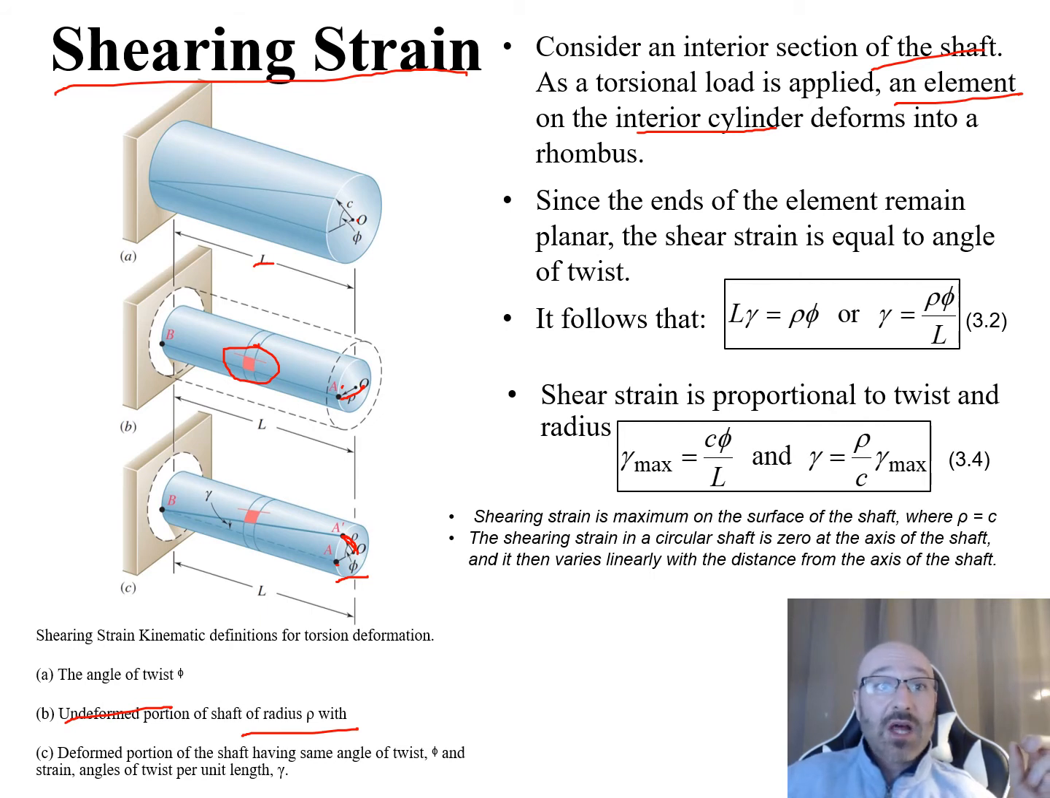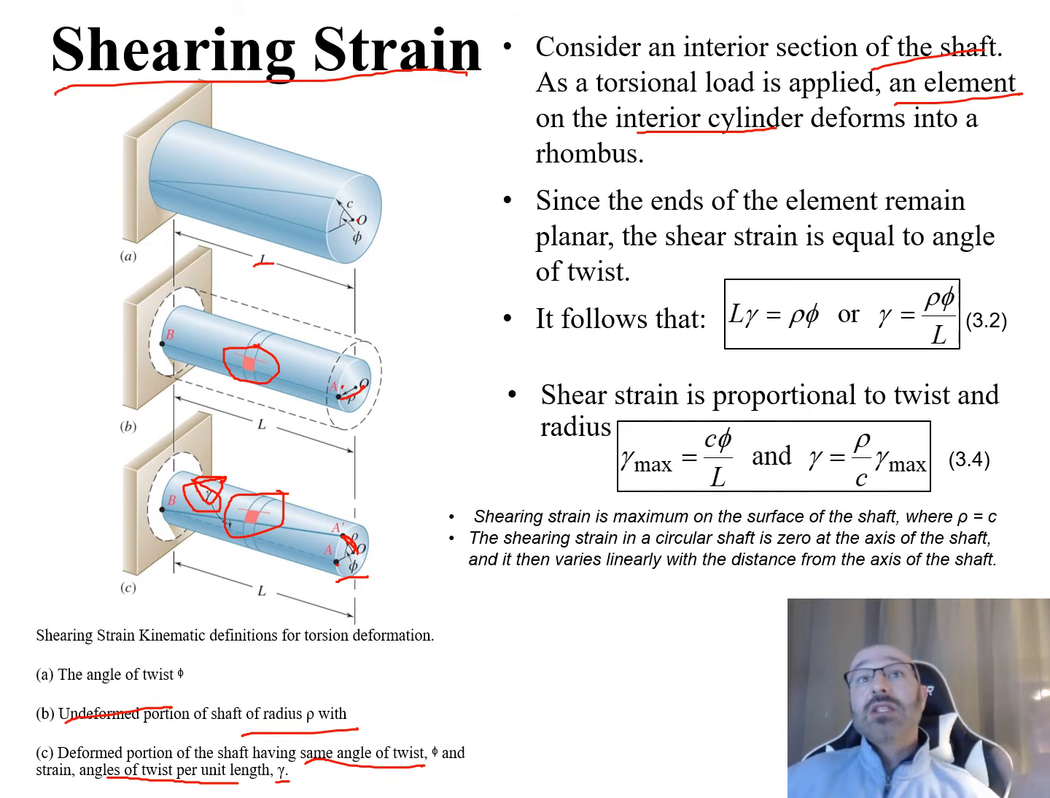Now what we can see down here is our shearing strain, our gamma. And we can see this element that's been deformed into a rhombus that we were talking about. So this is a deformed portion of the shaft having the same angle of twist phi, and strain on angles of twist per unit length. We can see that by our gamma, our shear strain on the element.